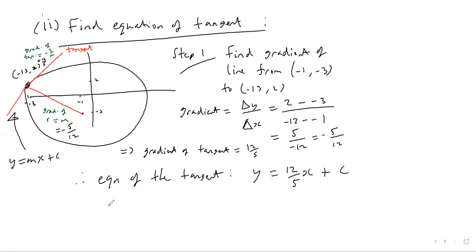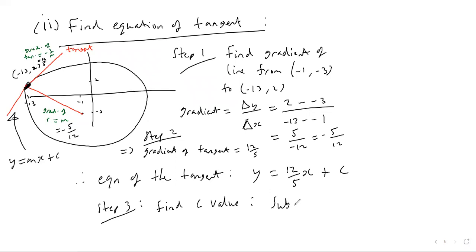So step 1 was to find the gradient of the radius. Step 2 is to get the negative reciprocal, and step 3 now is to find the y-intercept, so find the c value. What would our y-intercept be? We just want to plug in the coordinates. The point -13, 2 lies on this straight line, so we substitute x equals -13 and y equals 2 into this straight line equation, because the line literally passes through that point.